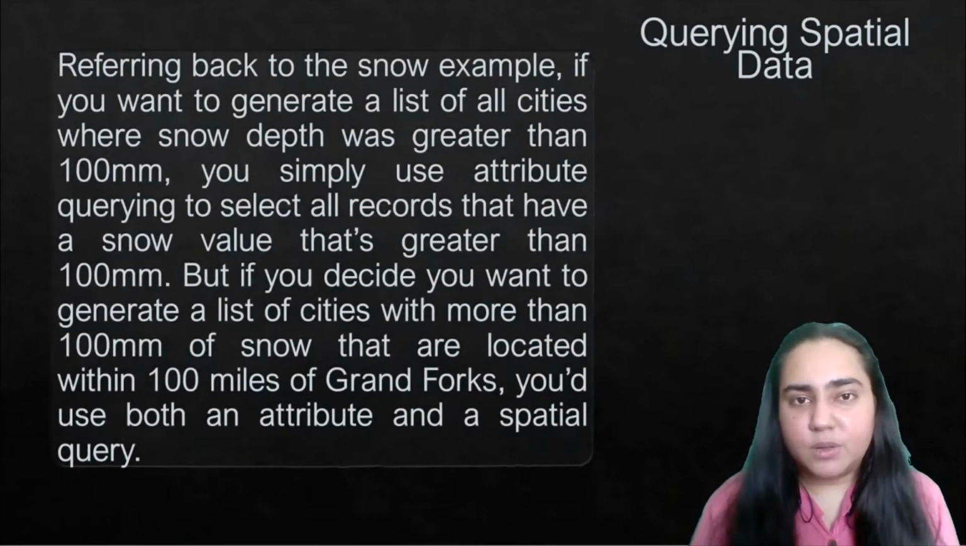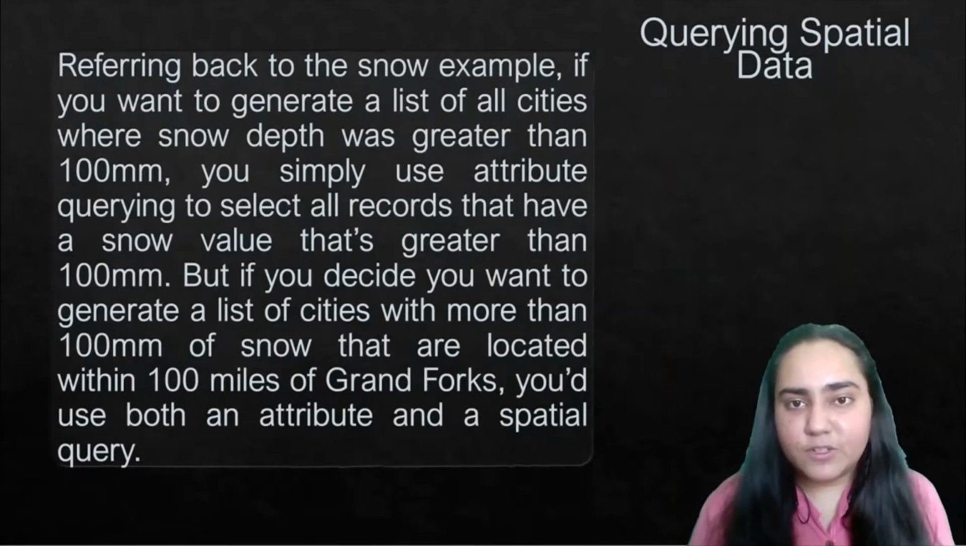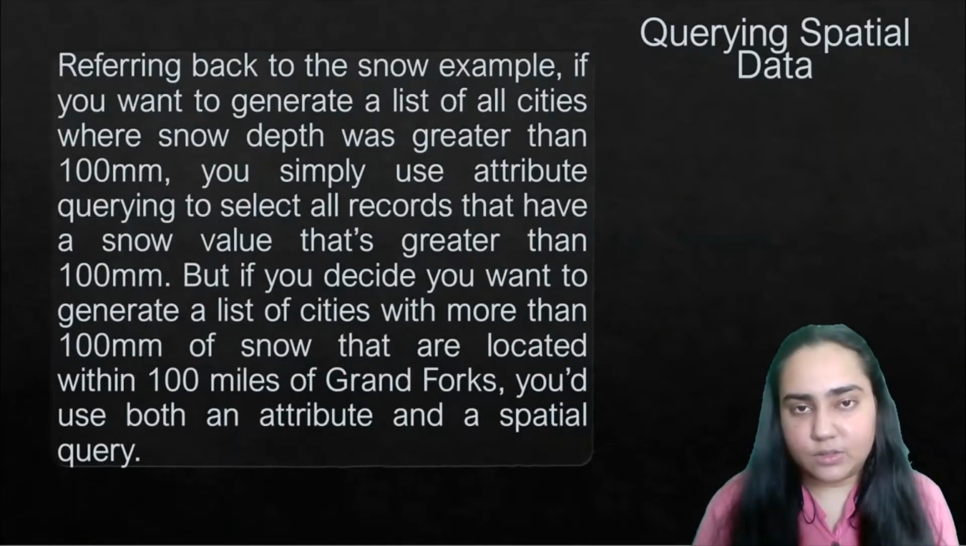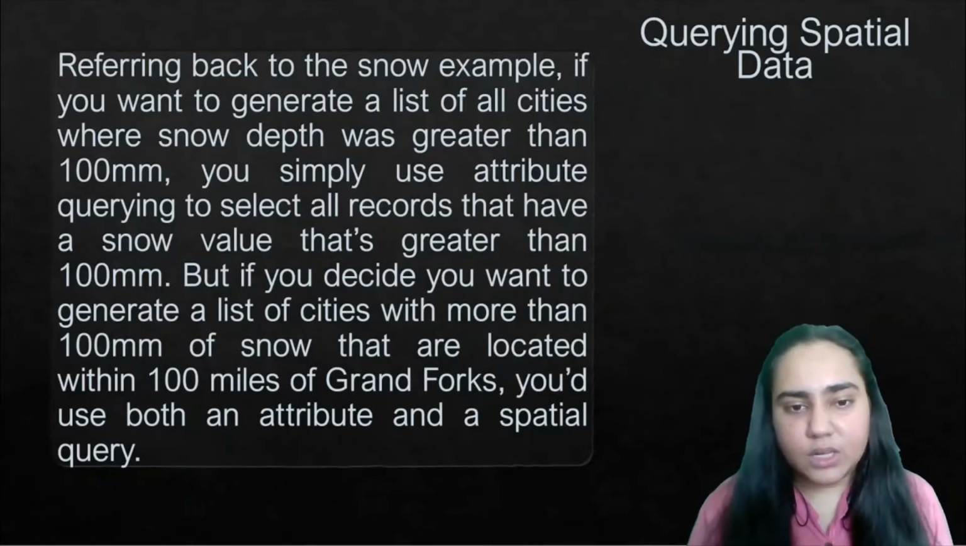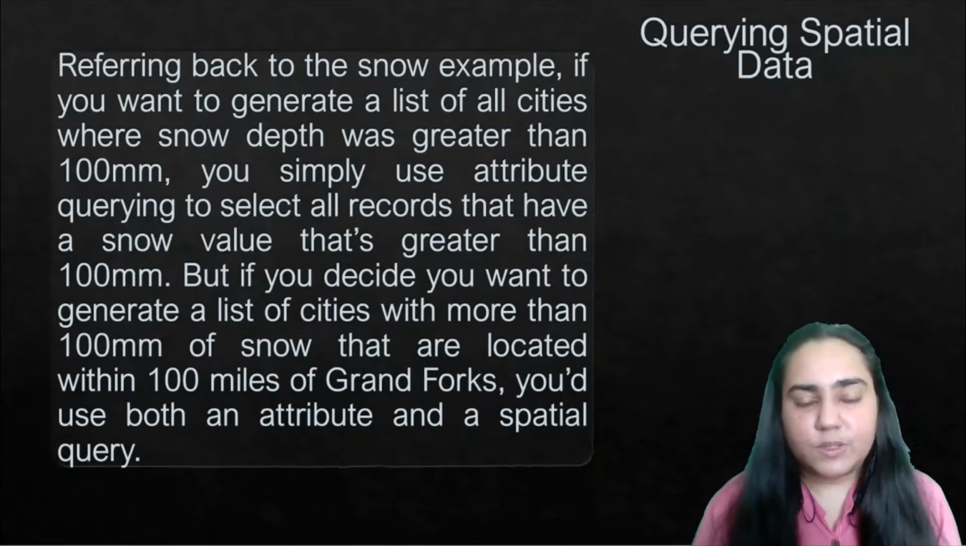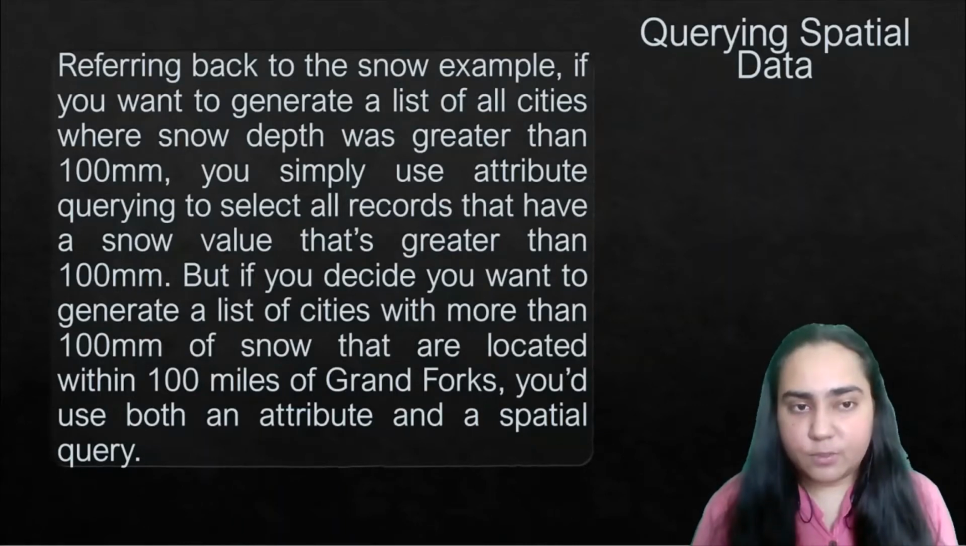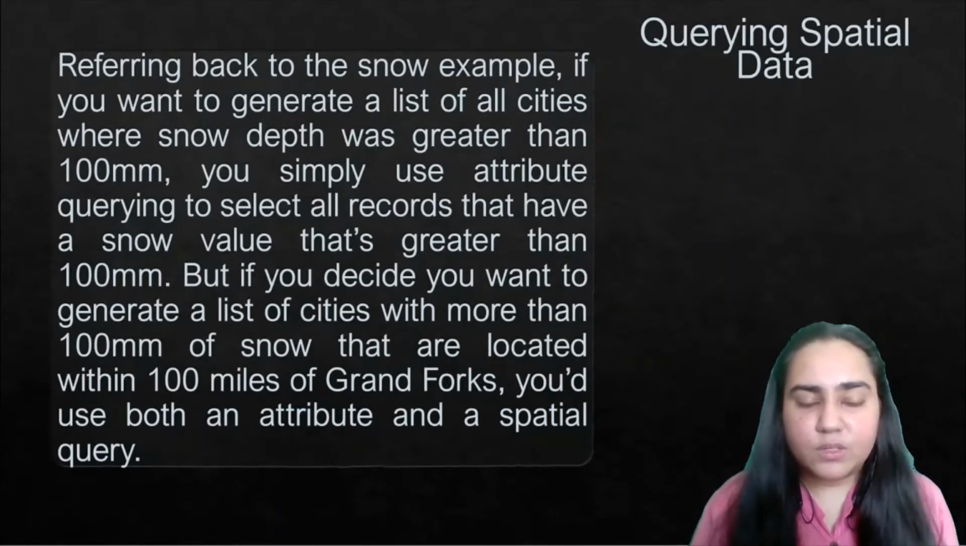Referring back to the snow example, which is the example I gave in my first video on GIS, so you can check that if you haven't watched it yet. In that, there was an example about how much it is snowing in each of the cities, and you wanted to plot that on the map. If you want to generate a list of all cities where snow depth was greater than 100 millimeters, then you can simply use attribute querying to select all records that have a snow value that's greater than 100 millimeters.